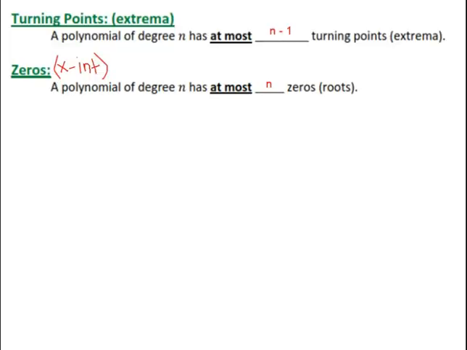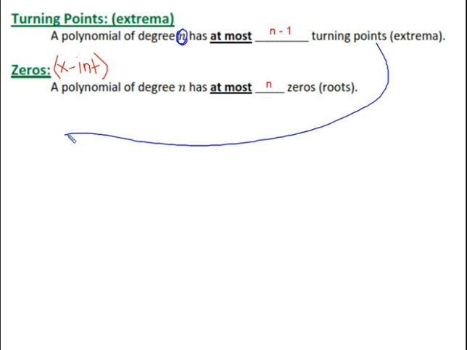Alright, so two more things that we're going to be able to find or determine based on our equation are the number of turning points or extrema, those maxes or mins we have, as well as the zeros of our equation, in other words, those x-intercepts. So in terms of turning points, a polynomial of degree n, the highest degree we have, has at most n minus 1 turning points.